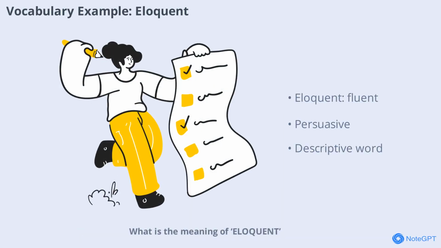What is the meaning of eloquent? The answer is fluent or persuasive in speaking. Eloquent describes someone who speaks or writes in a convincing and graceful way. Understanding such descriptive words can help you in both exams and communication.